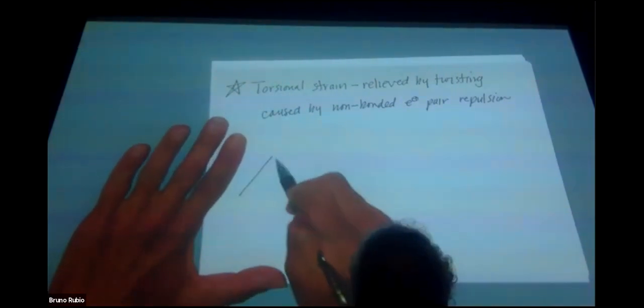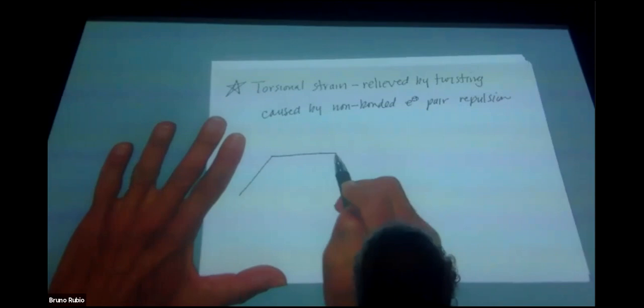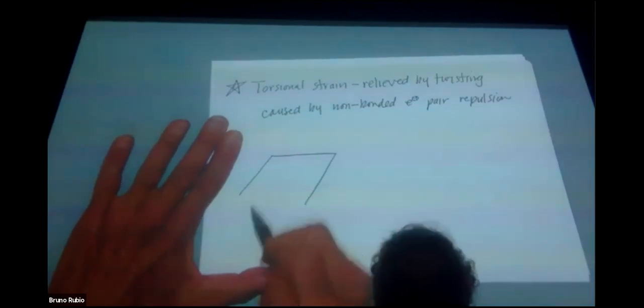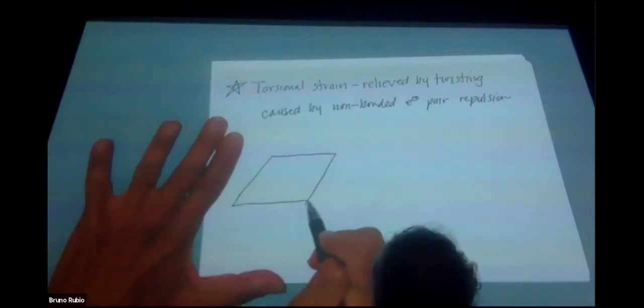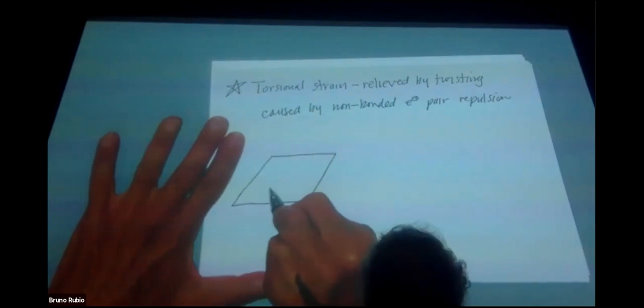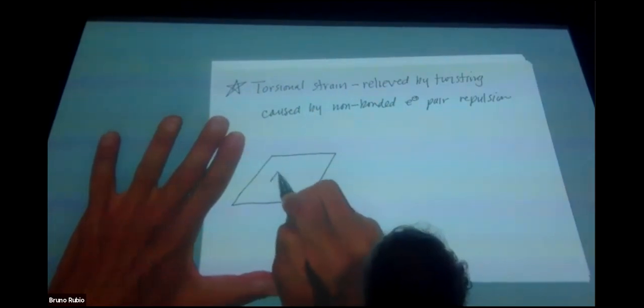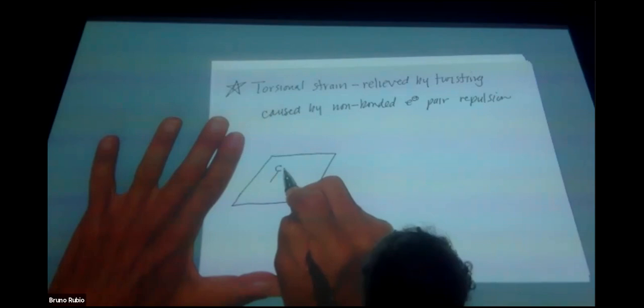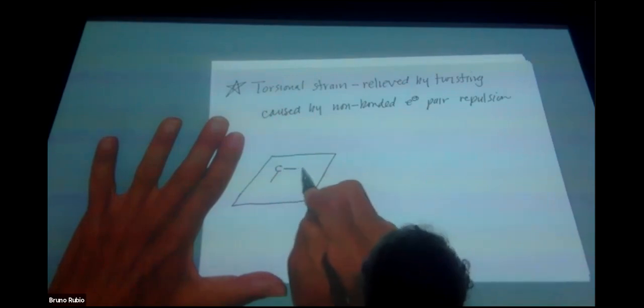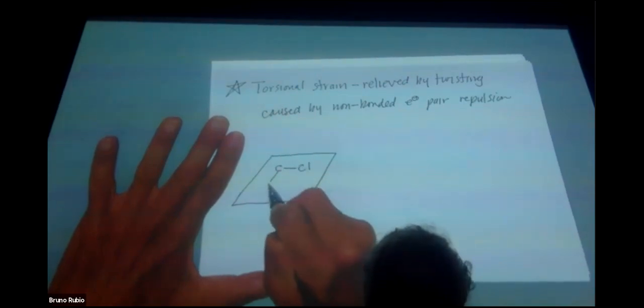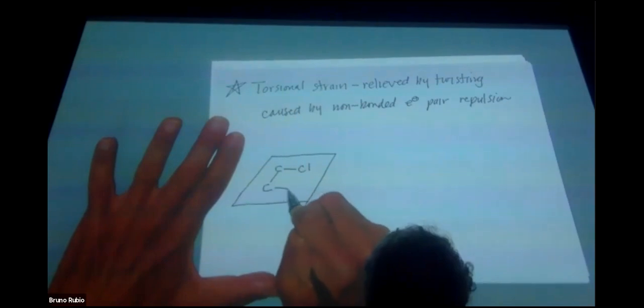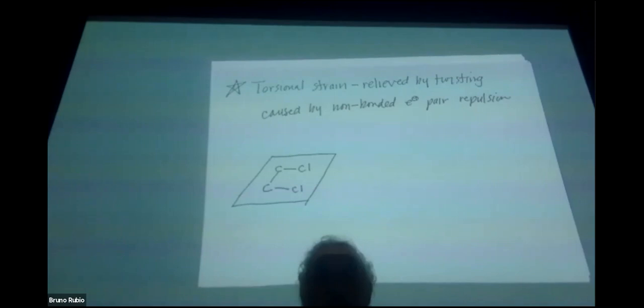Let's look at a little tabletop. I'll draw this little tabletop here, and I'm going to put a carbon atom here, with a Cl bonded to it. I'm going to put another carbon atom there, bonded to a Cl there. The carbon has other bonds, but I'm just going to ignore them for the moment.